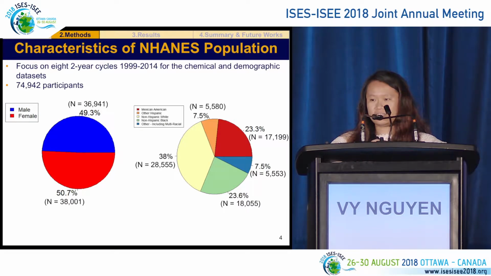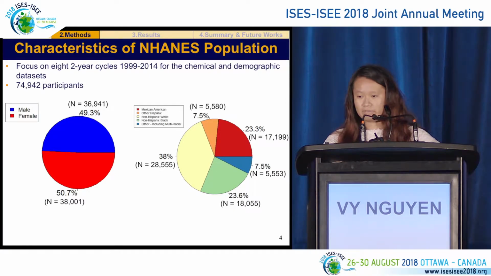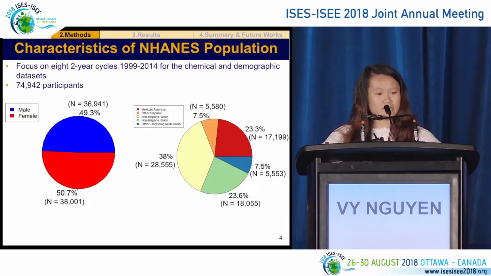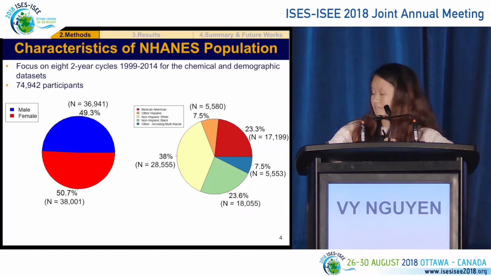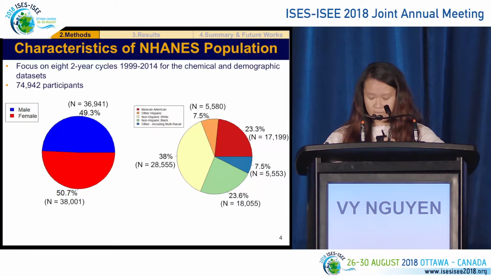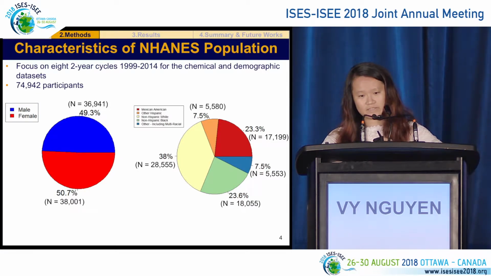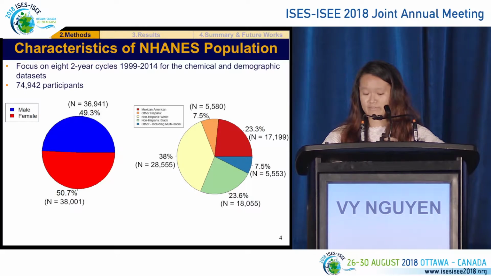So we're using the NHANES population for 1999 to 2014 for the chemical and demographic databases. There's 74,000 participants in here. So here's the breakdown by sex. You see that it's evenly distributed by sex. And then here's the breakdown by race. One thing to note here is that Mexican Americans and non-Hispanic blacks are oversampled by a factor of 2.